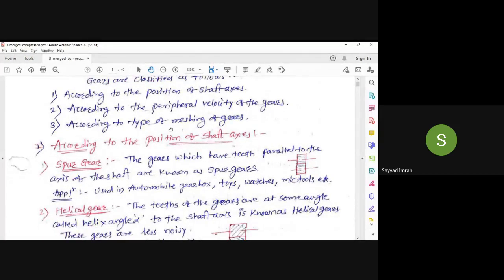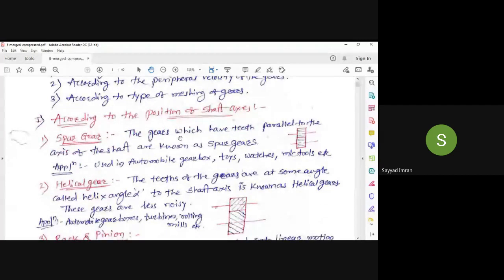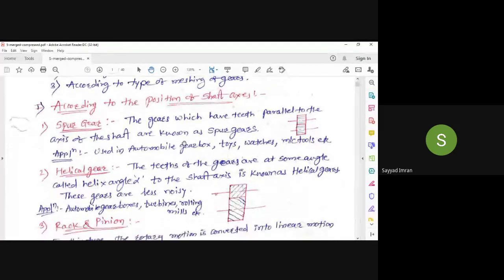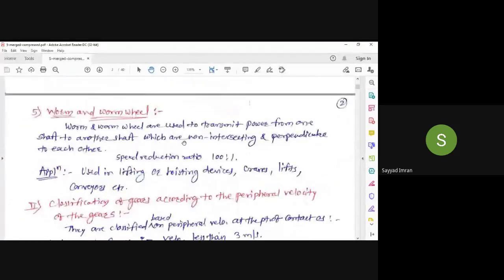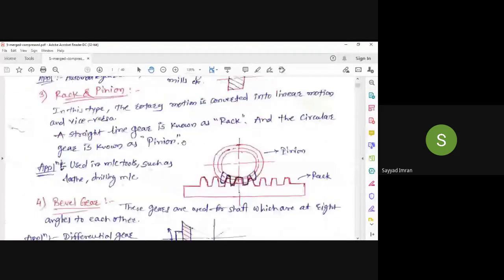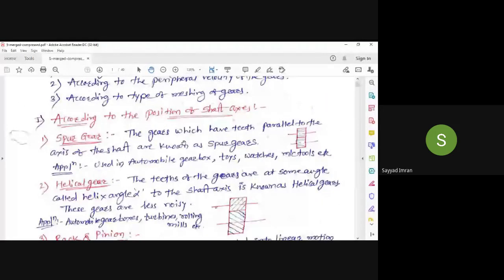We will see the first criterion, according to the position of shaft axis. According to the position of shaft axis, the types of gears are: number one, spur gear; number two, helical gear; number three, rack and pinion; number four, bevel gear; number five, worm and worm wheel. These are the types according to the position of shaft axis. So what is meant by spur gear? Observe carefully: the gears which have teeth parallel to the axis of the shaft are known as spur gears.